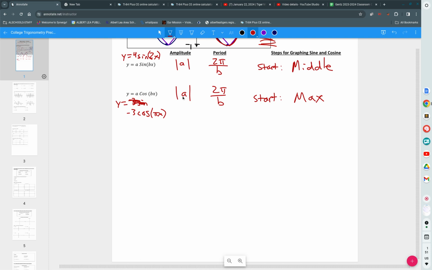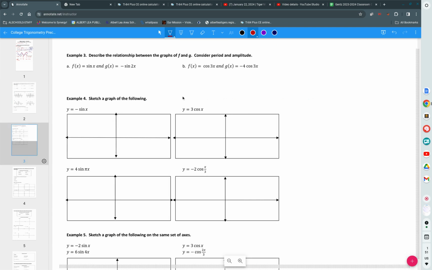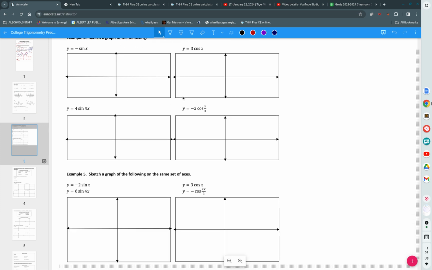All good with that? Okay, let's flip it over. We're going to get rid of that page altogether, and we're going to move on to this page. I did look through your homework. I actually got rid of about 10 problems from last year. I don't ever try to give you busy work. I try to give you something that is really going to help you.